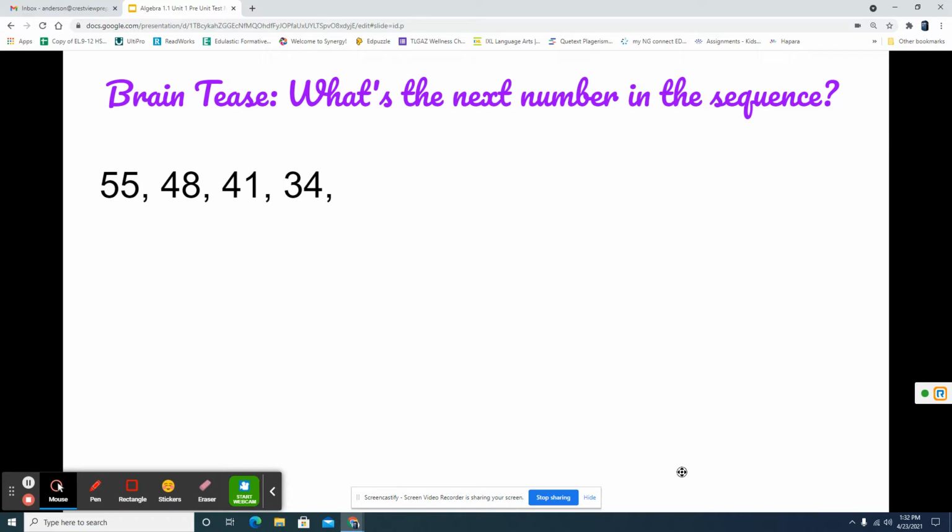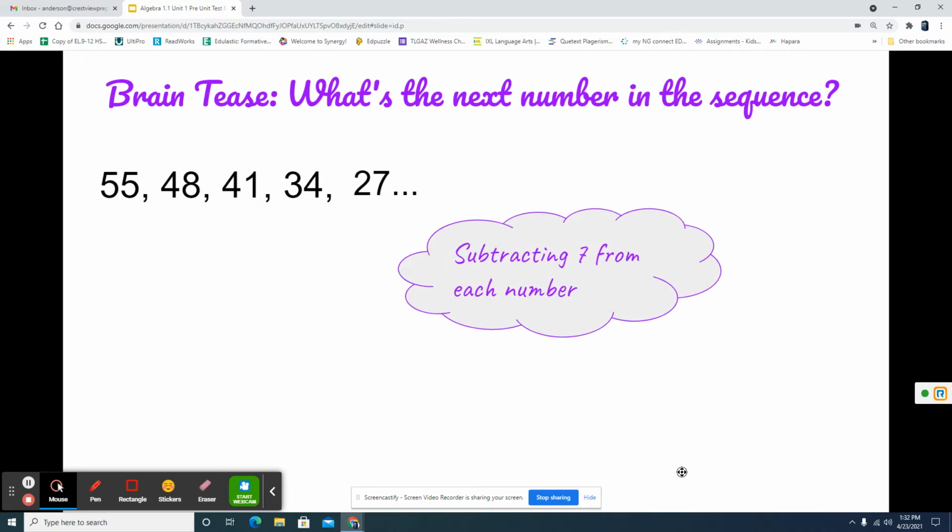55, 48, 41, and 34. What's the next number in the sequence and why? It's 27 because you are subtracting 7 from each number. 55 minus 7 is 48. 48 minus 7 is 41, and so on.